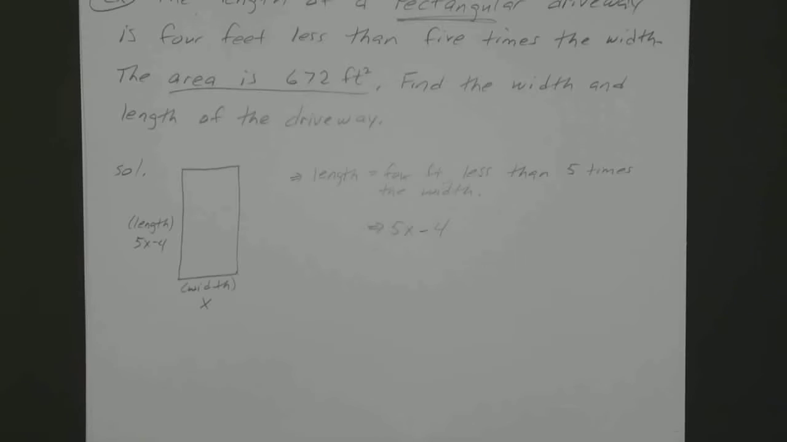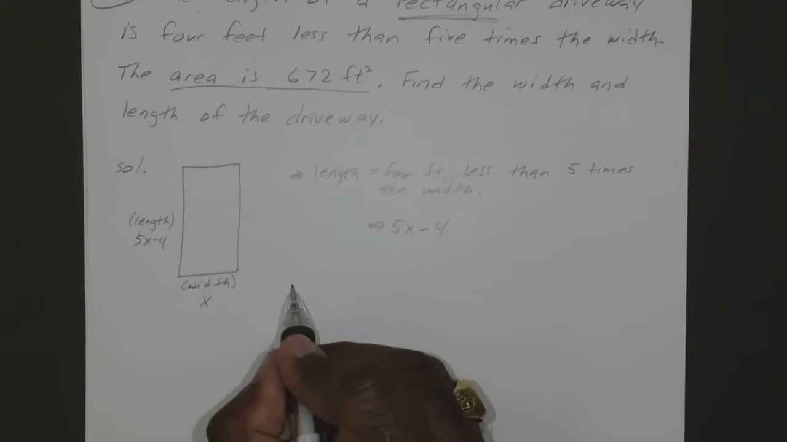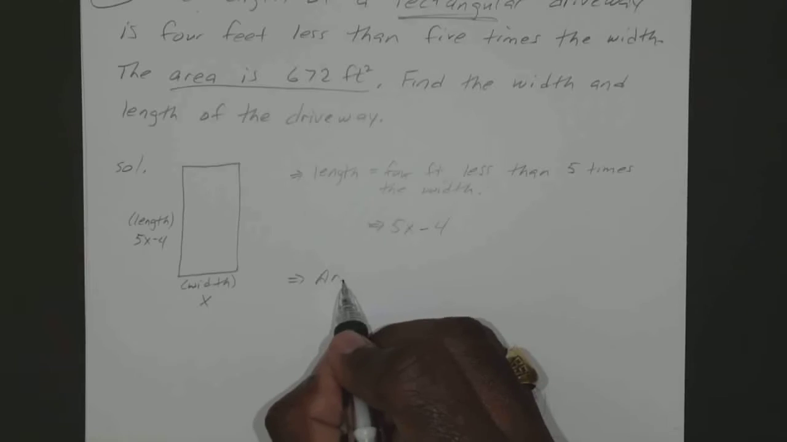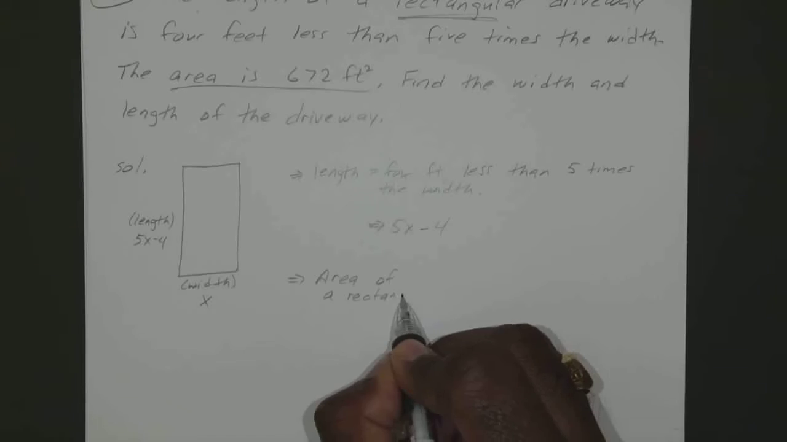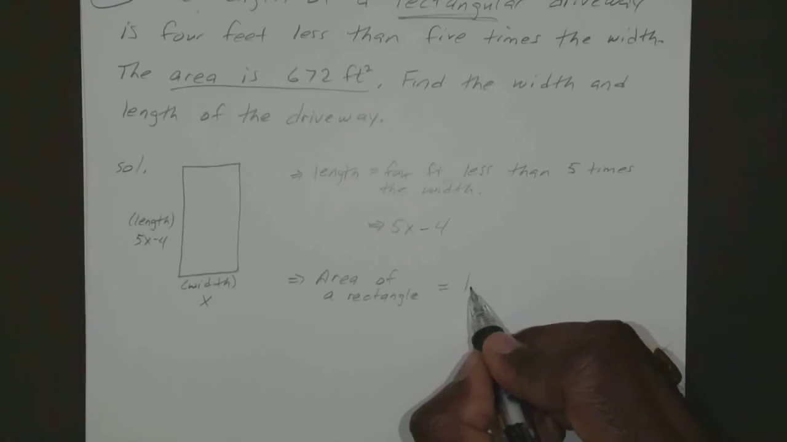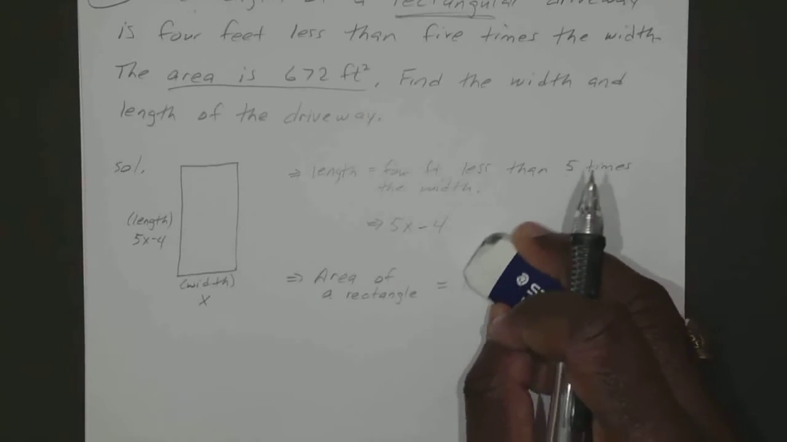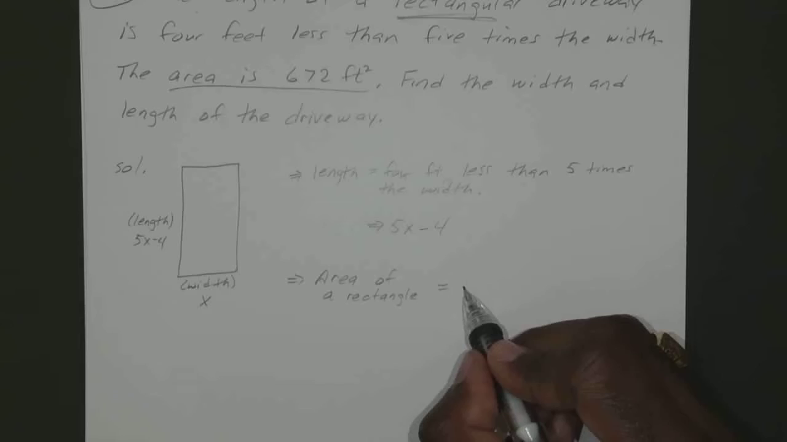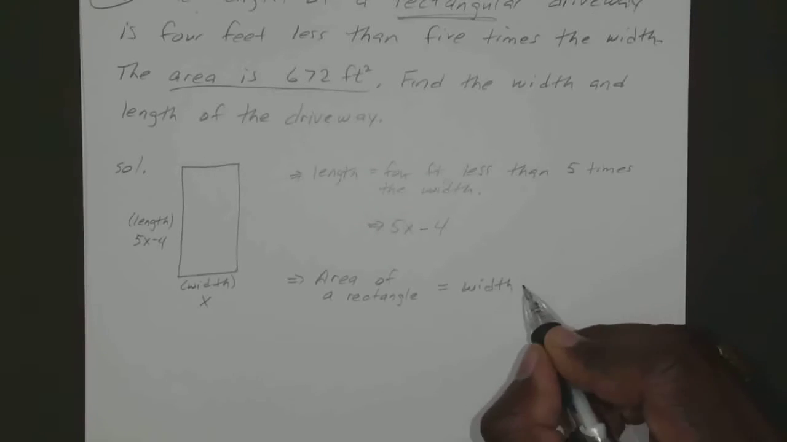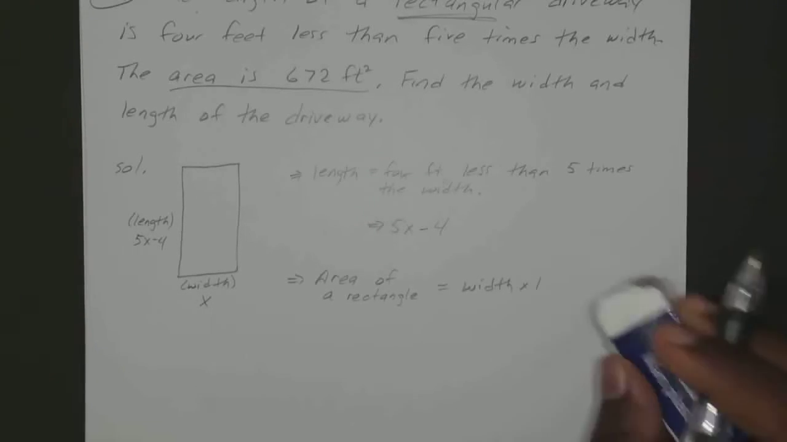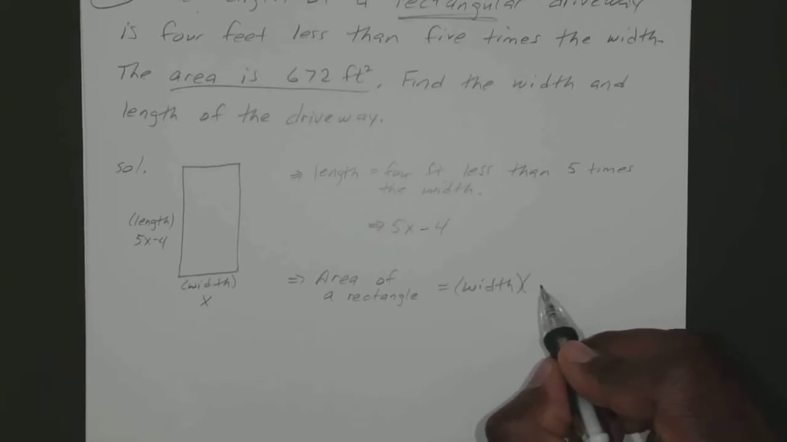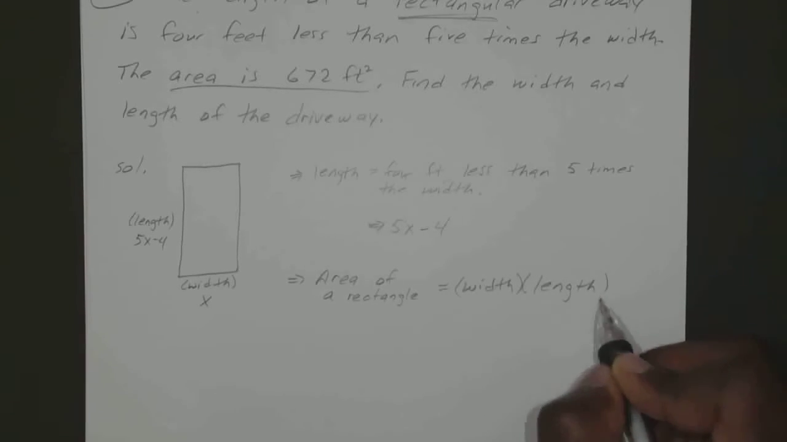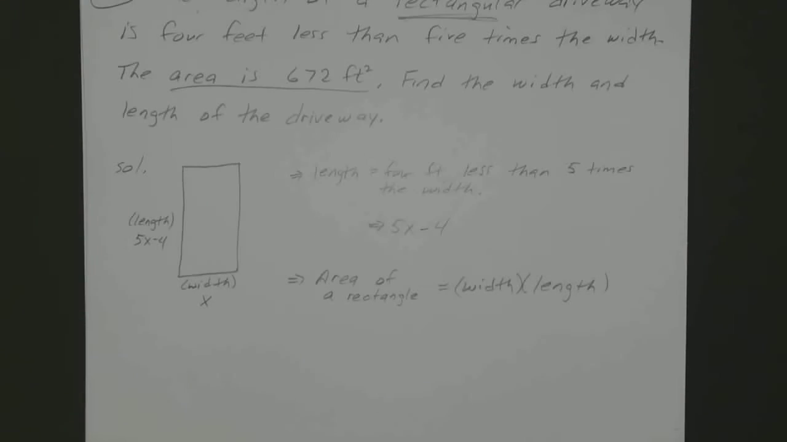Okay, so we know what formula we're going to use, the area of a rectangle. The area of a rectangle is equal to length times width, or width times length. I would do it in the order I'm going to write the equation, so width times length. I don't want to put the x there, since we already have an x running around. So you have the width times the length.